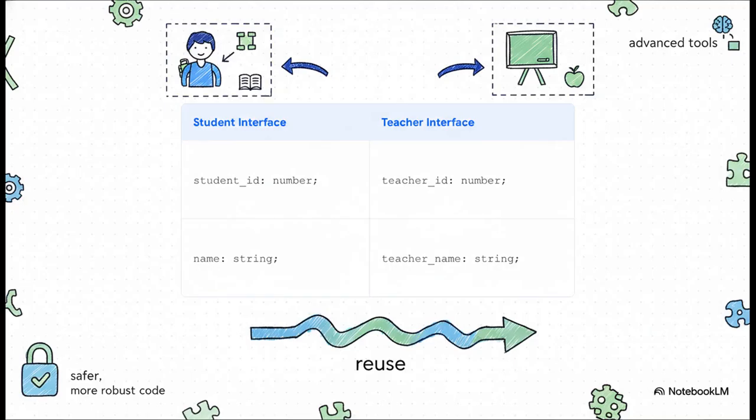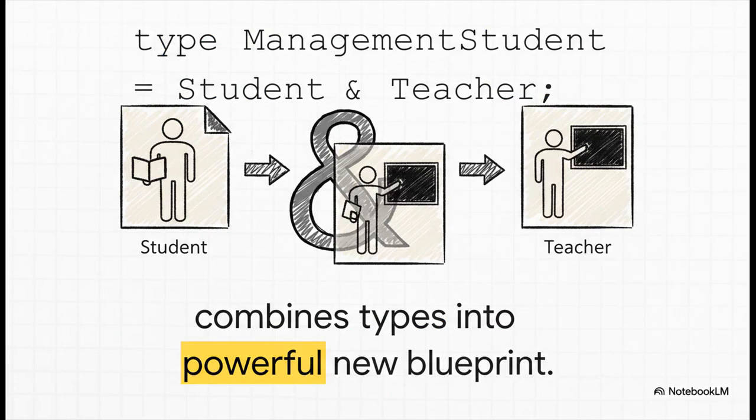Okay, but here's where it gets really cool. We can reuse these blueprints. Let's say you have two totally separate interfaces. One describes a student, with a student ID and a name, and another one describes a teacher, with a teacher ID and name. Think of these as two distinct, reusable building blocks. So what happens when you have someone who's both a student and a teacher? Do you start from scratch and make a whole new interface?